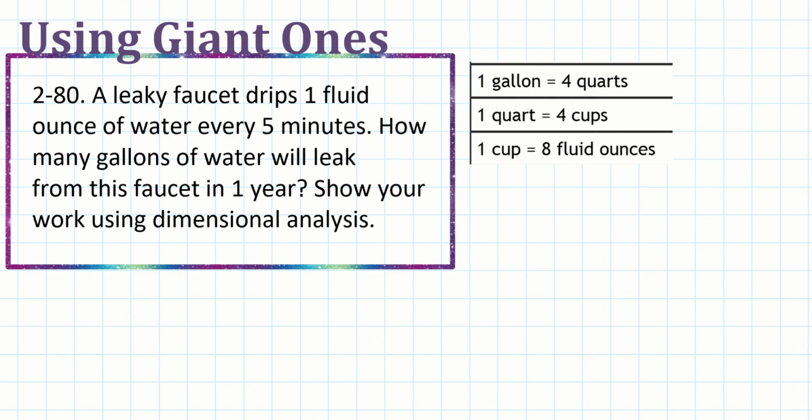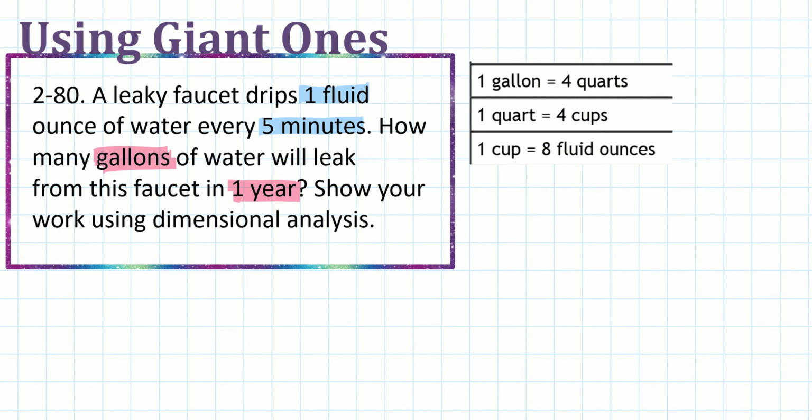I am going to finish with this problem. This is problem 80 from our classwork today. I've just titled this Using Giant Ones, and it's about a leaky faucet. It says a leaky faucet drips one fluid ounce of water every 5 minutes. I would like to express how many gallons it leaks per 1 year. So you can see that I'm having to change two sets of units, right? I'm going to have to change time, and I'm also going to have to change fluid ounces into gallons.